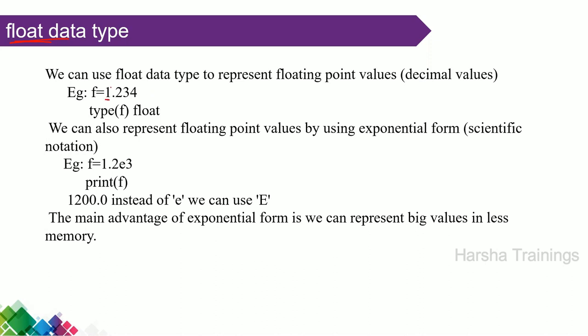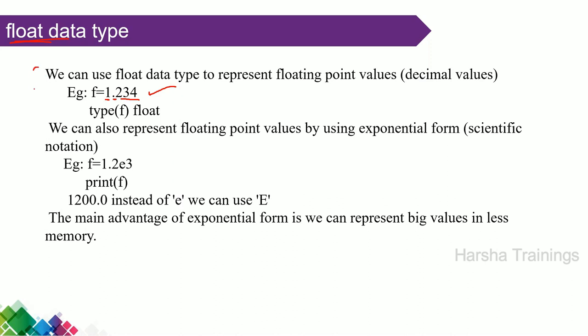See this one, 1. Here 1 is called the integer part. This dot is called the decimal point. 234 is called the fractional part. So this is the floating number. Generally, the floating numbers are represented like this.